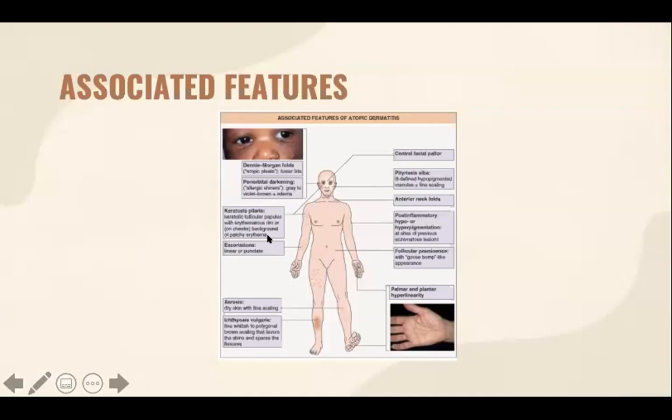We have keratosis pilaris, which presents as keratofollicular papules with erythematous rim on the cheeks. Post-inflammatory hyper- or hypopigmentation after the acute phase or the active phase of the disease. We will have follicular prominence. Similarly, it's most marked in people with dark skin. Palmar and plantar hyperlinearity, xerosis, and ichthyosis vulgaris, mostly marked in patients with filaggrin mutation, which will lead to a decrease in filaggrin in the skin barrier.